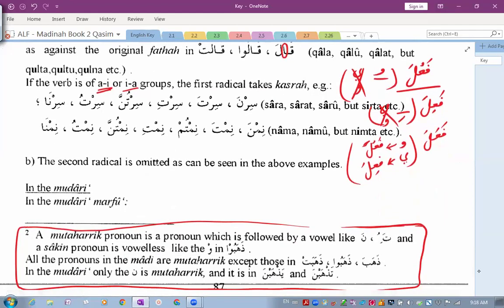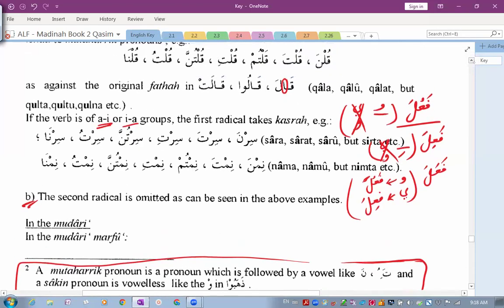Okay, rule number 2, which is the B part. The second radical is omitted as can be seen in the above example. We already talked about that. So that covers our Madi, the whole thing, Ajwaf is covered.